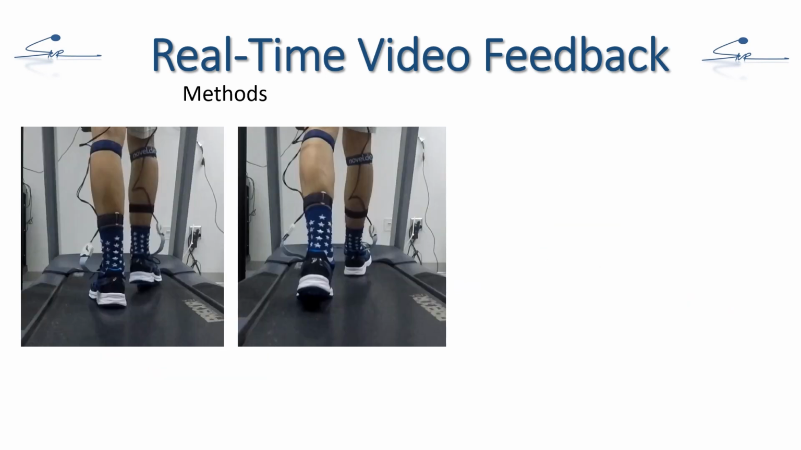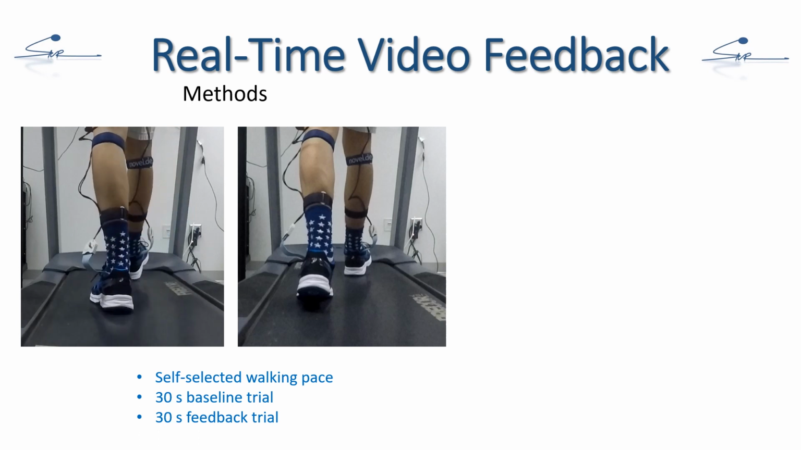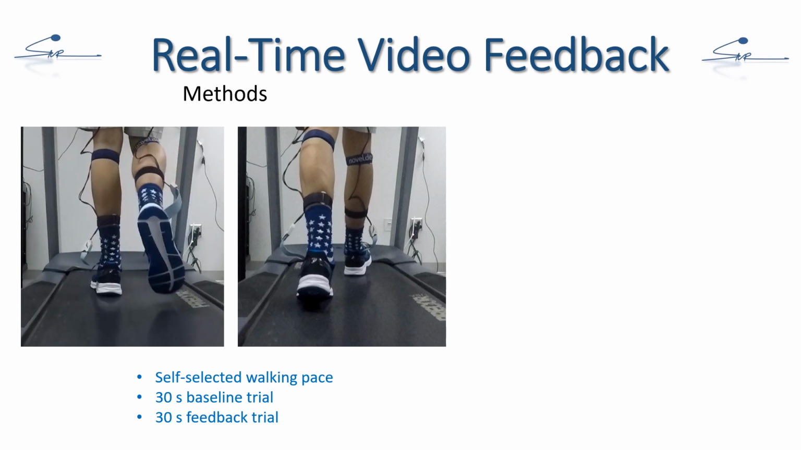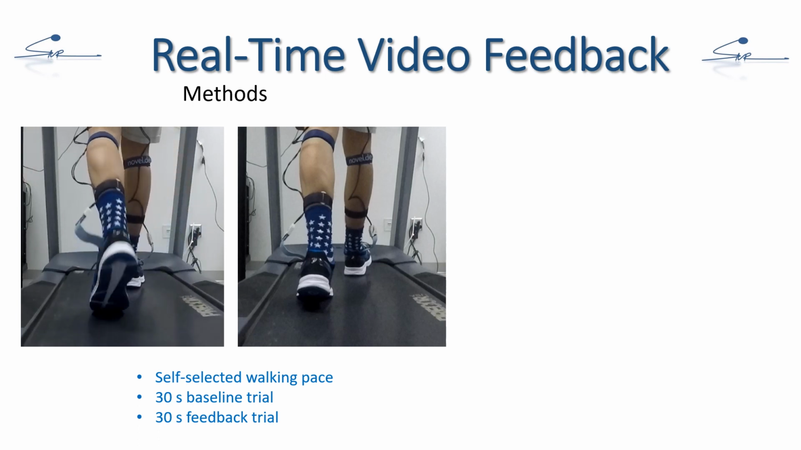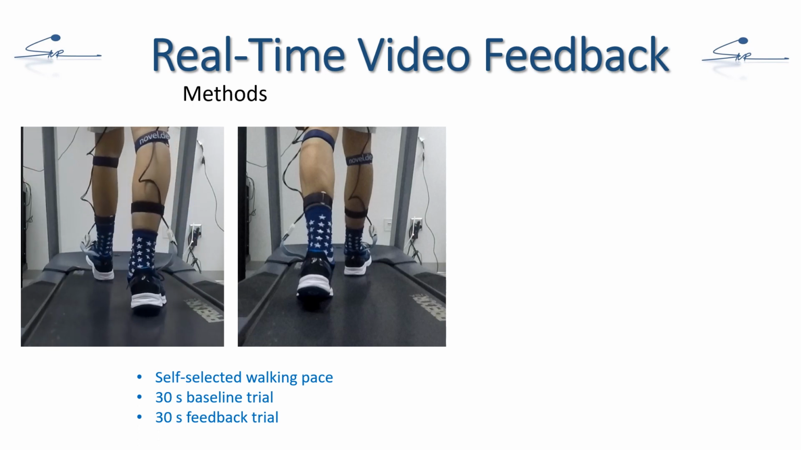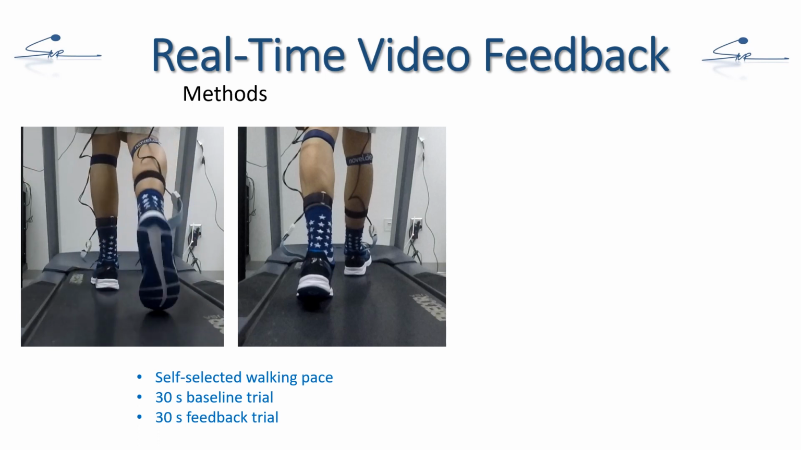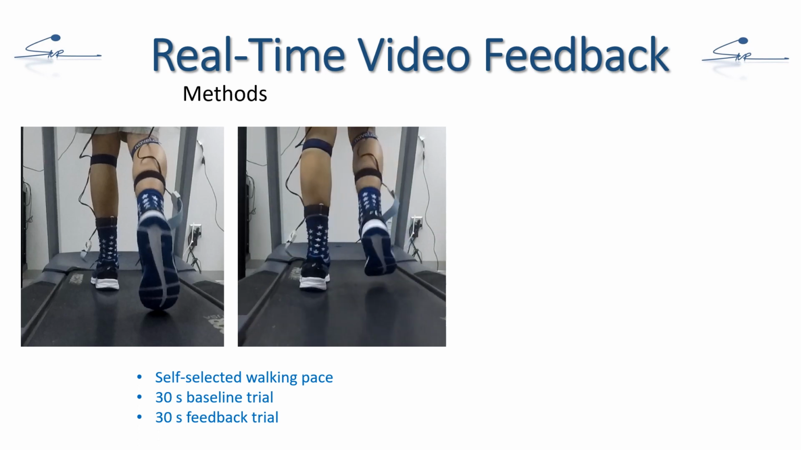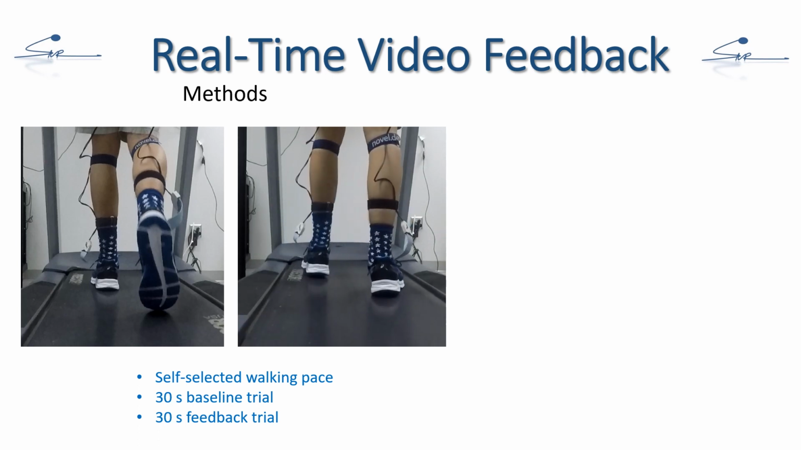Our participants reported to the lab and were fitted with plantar pressure insoles. They walked on a treadmill at their natural and comfortable walking pace. When they felt that they were walking comfortably, we collected a 30-second baseline trial. After this, we projected this exact same image onto a TV screen mounted directly in front of the treadmill. We then played this video in real time and asked our participants to focus on their foot.